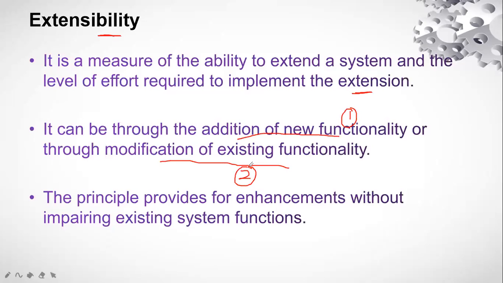Now what is the goal of extensibility? The goal of extensibility is that we can add a new feature or new functionality to the existing system, or changes can be easily made to the existing functionality, but it should not affect the existing system functions. So the principle of extensibility is that it should provide for enhancements without impairing existing system functions. That means we are going to modify, add, delete, update new or existing functionalities, but the existing system functions should not get affected by this enhancement. This is the key feature of extensibility, right?